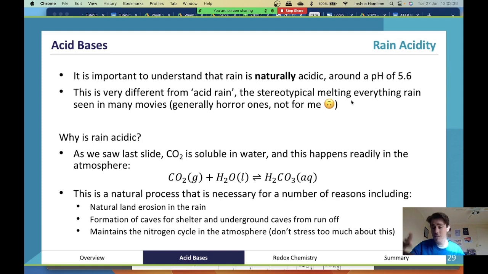Acid rain, on the other hand, is a different concept. It's the concept where things go overboard. We have too much acidity in the rain, and then we get that more dangerous type of rain.